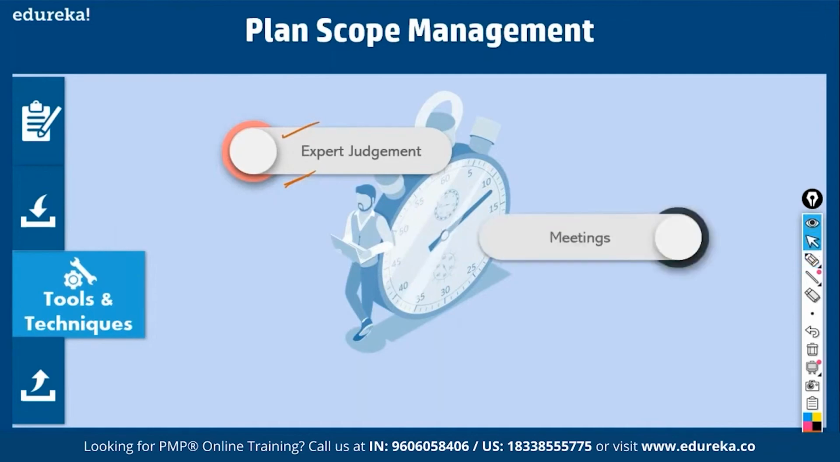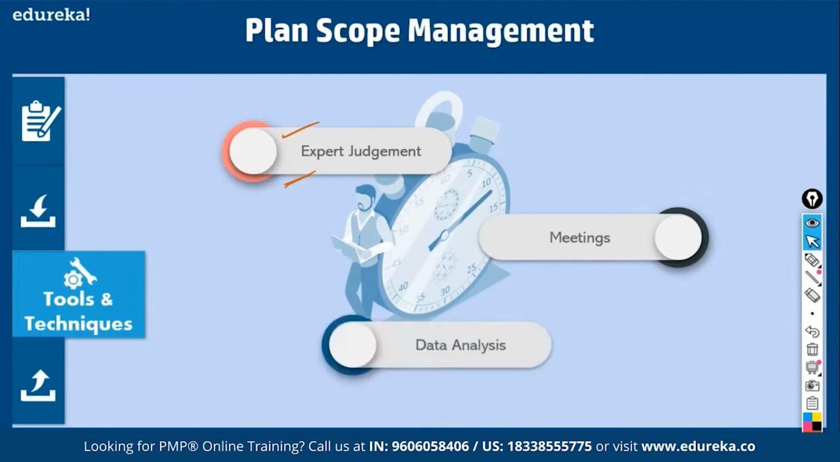Then you also have another tool that is called meetings. Meetings with whom? See, you're defining scope, so you should find out what are the product features that this product should support. So you'll have meetings with a lot of people. You will have meetings with marketing teams, production teams, operations teams, sponsor, customers, right? So you need to have meetings so that you can plan for defining scope, right?